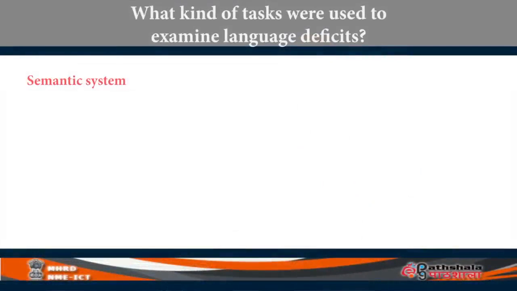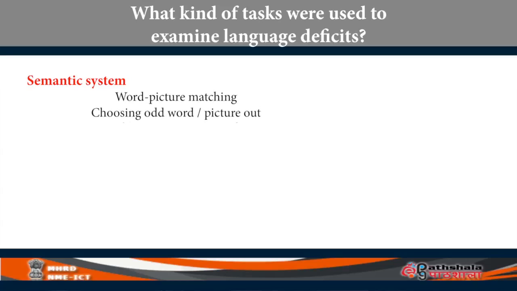So then you might want to ask, what kind of language tests are used to establish this relationship between lesion and deficit? If your focus is on testing the integrity of the semantic system, you will use tests like word picture matching, choosing an odd word out or odd picture out, and judging semantic anomaly. These are the three examples of testing the semantic system.